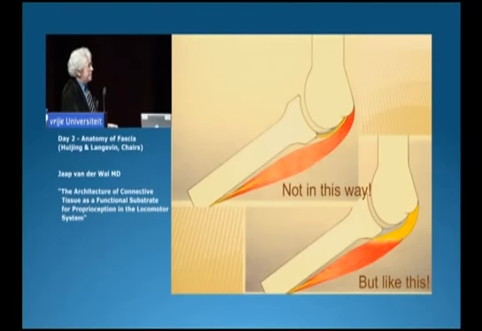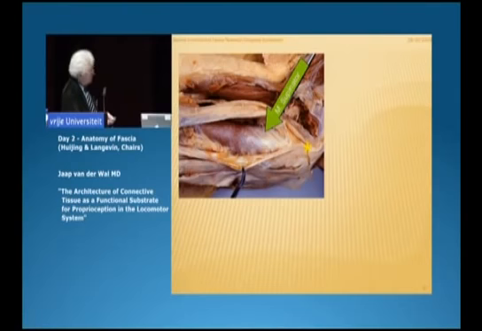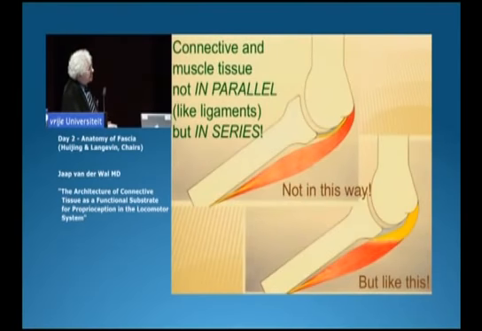But here you see that the connective tissue and the muscular tissue are one, in series with each other, which is far more efficient. Because this means that in every position of the joint, you can regulate the tension of that connective tissue, and it will help you to keep the joint parts together in every position of the joint.